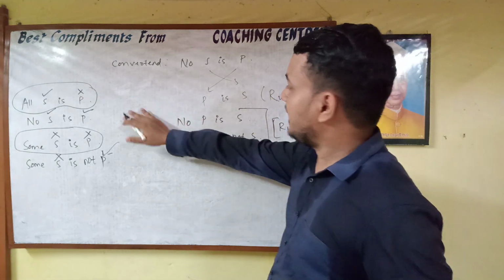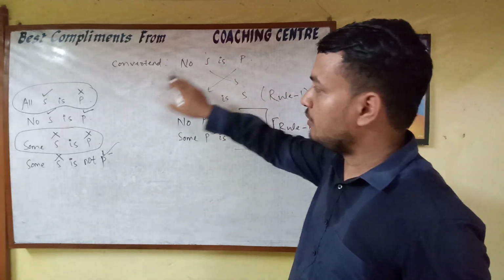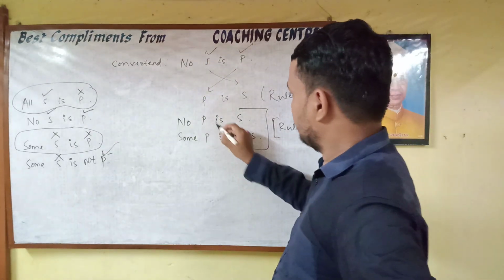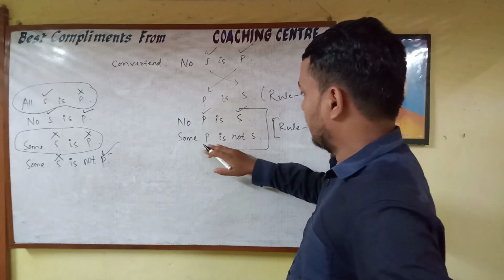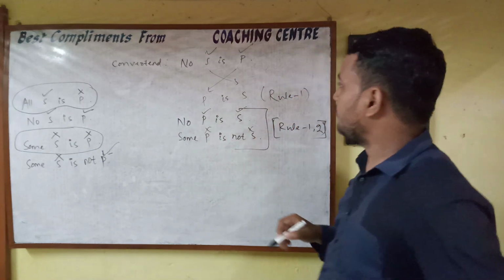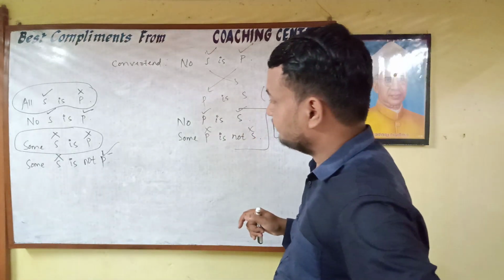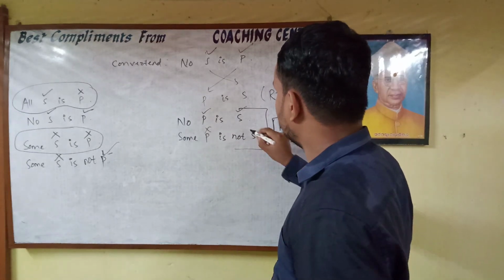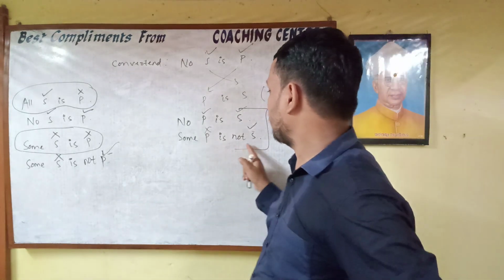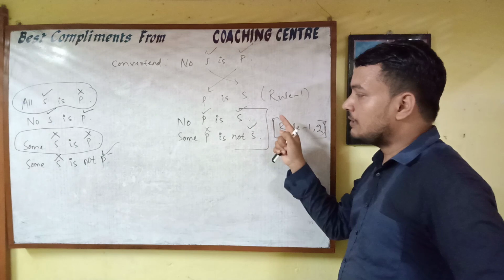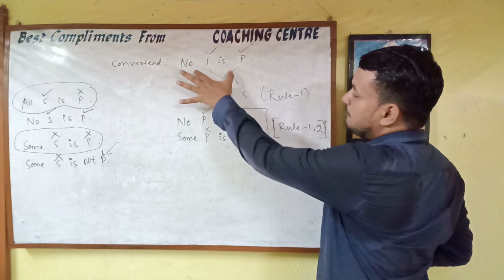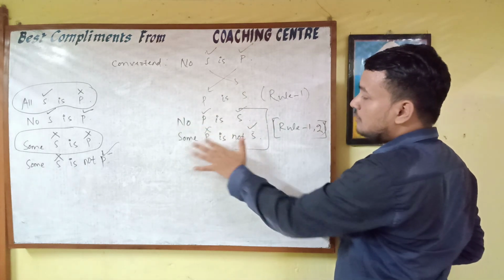For rule 3, we have to check the subject. No S is P is a universal negative, so both the subject and predicate are distributed. Some P is not S is a particular negative proposition, where the predicate is distributed but not the subject. So we have no S is P, no P is S, and some P is not S.